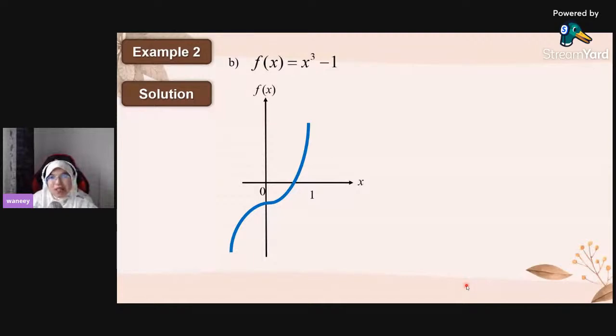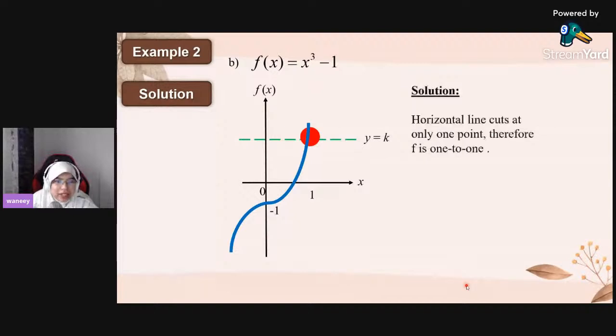Kalau untuk saya, biasanya saya akan ambil ruler, saya gerakkan dari atas sampai bawah. Atas bawah, atas bawah. Sebab nak check ada tak dia cut at 2 points. Okay. So now, basically when you draw your horizontal line, you should be able to see that the line cuts at only 1 point. So the horizontal line cuts at only 1 point, therefore f is a one-to-one function.